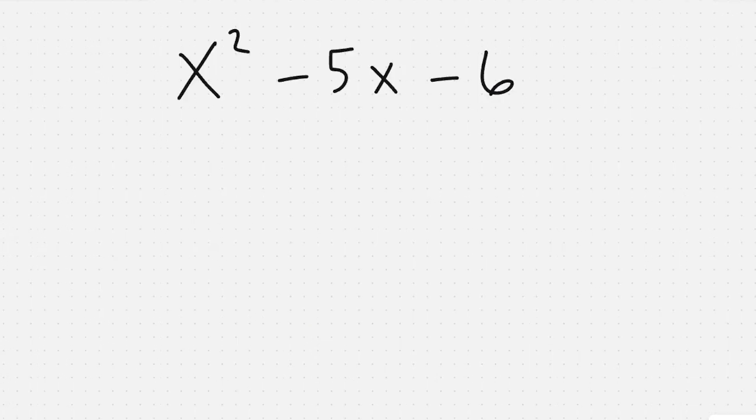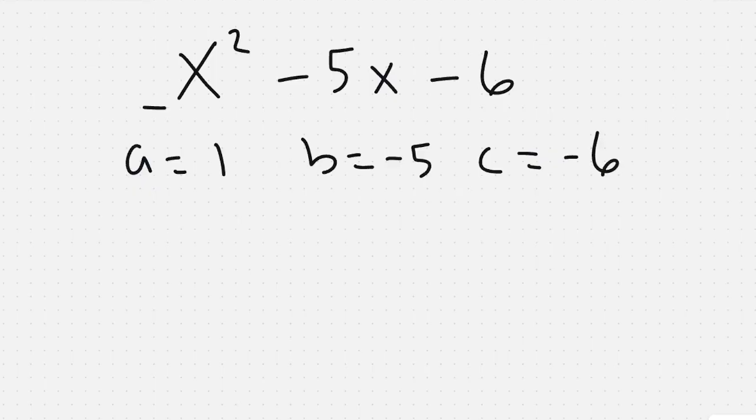Let's say our equation is x squared minus 5x minus 6. We still do the same process of identifying our coefficients. Our a coefficient is still going to be that invisible 1. Our b coefficient is going to be negative 5. And our c coefficient is going to be negative 6. It's always important to bring down the correct signs.